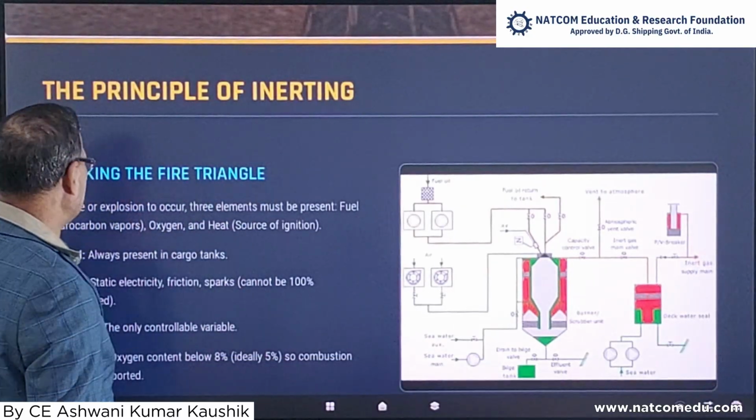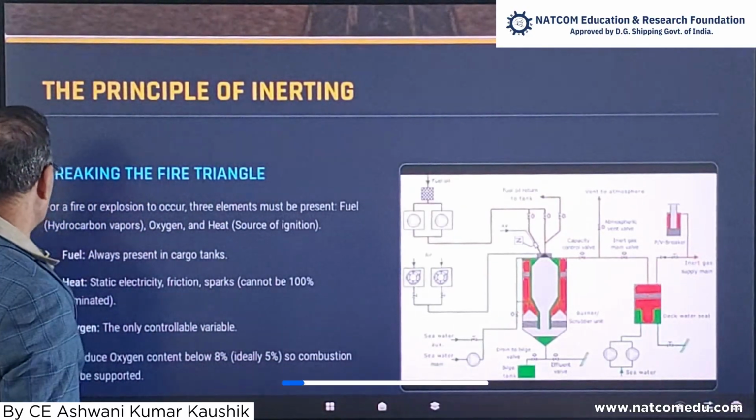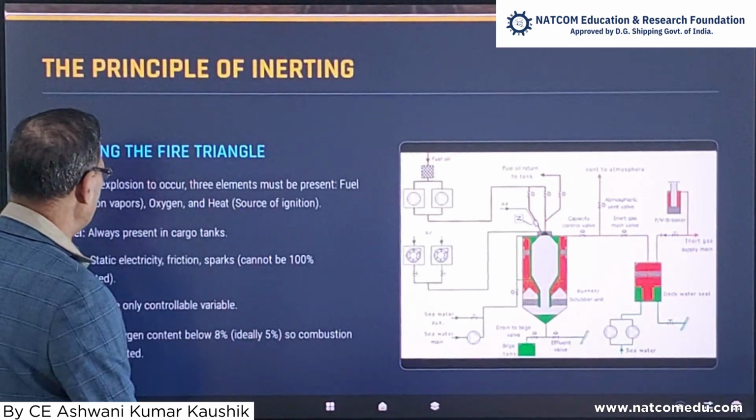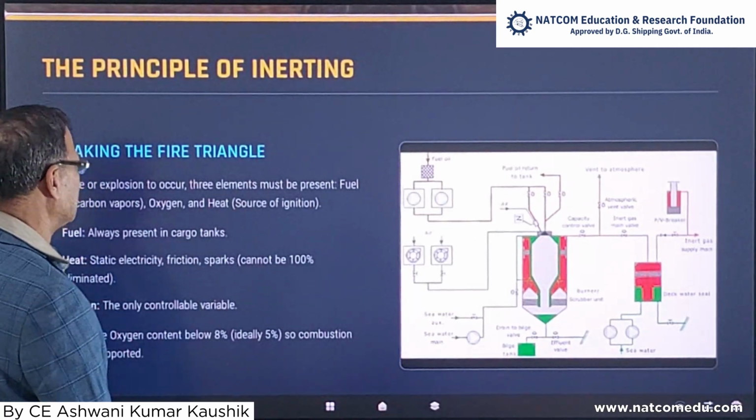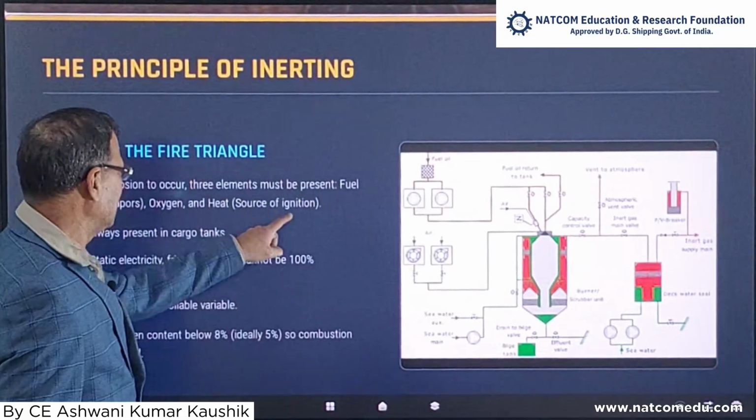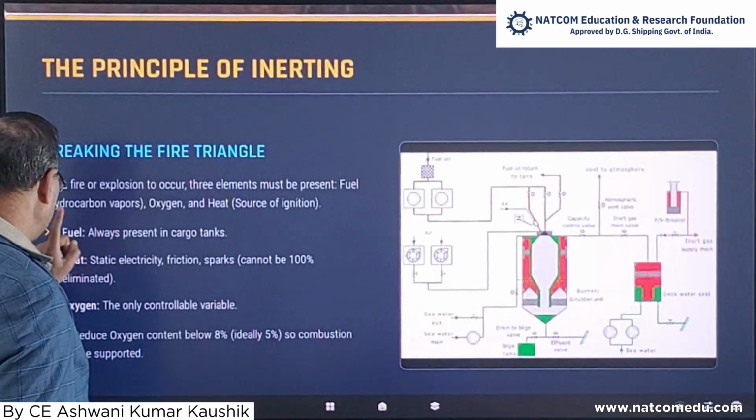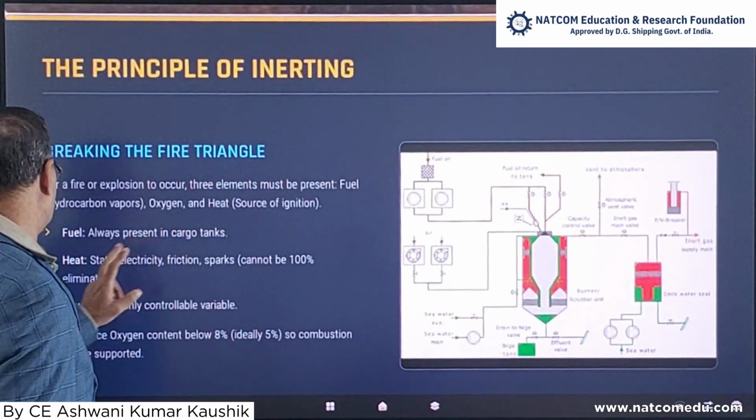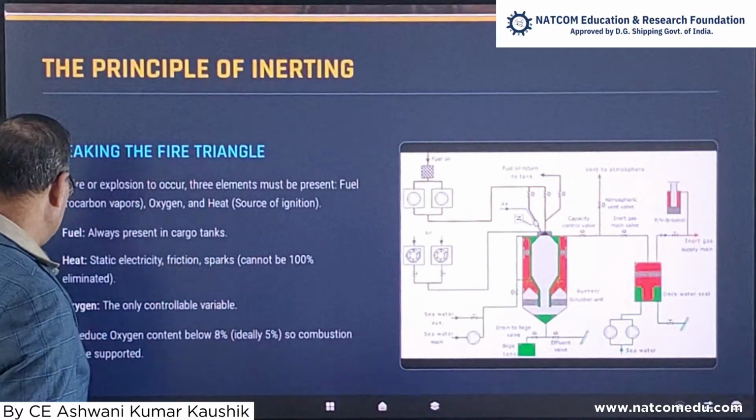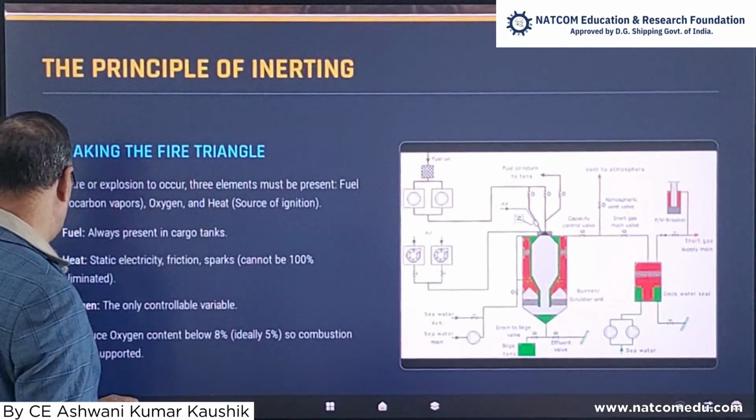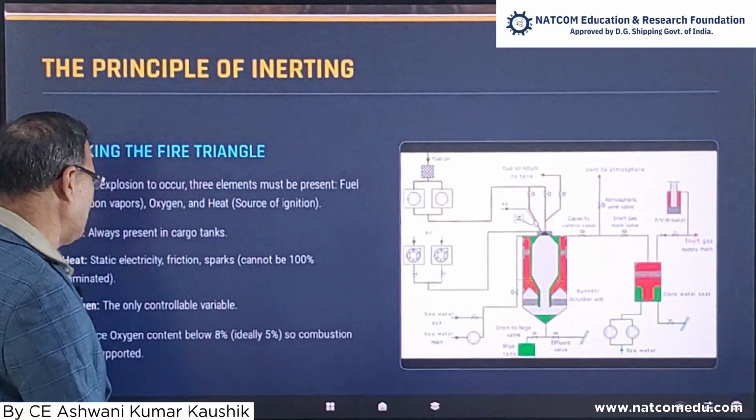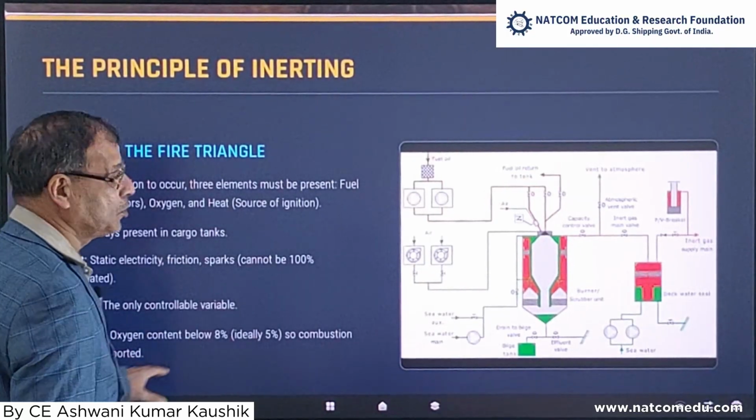See, this is breaking the fire triangle. You can see for a fire or explosion to occur, three elements must be present: fuel, hydrocarbon vapor, oxygen, and a heat source of ignition. First, fuel is always present in the cargo tank. Heat, static electricity, friction, spark cannot be 100% eliminated. Oxygen is the only controllable variable. The goal is to reduce oxygen content below 8%, initially 5%, so combustion cannot be supported.